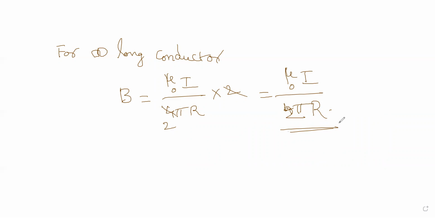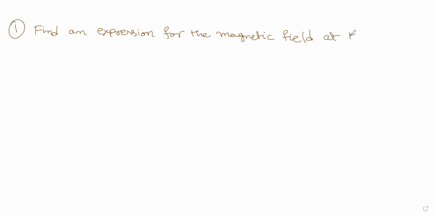We'll solve two problems and close. Problem one: find an expression for the magnetic field at the center of the coil bent in the form of a square.